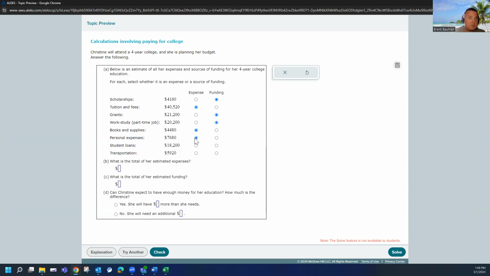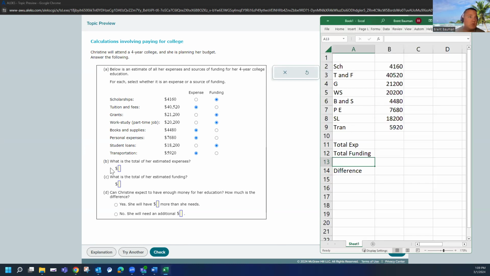Personal expenses is an expense. Student loans, so this is money that's being given to us to help pay for college. Yes, we're going to eventually have to pay those back, but that will be after college is done. So right now, that's money being given to us. Transportation is an expense. Okay. So we have everything listed, and now we need to go ahead and get our total.